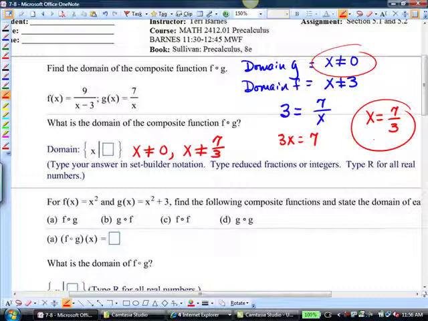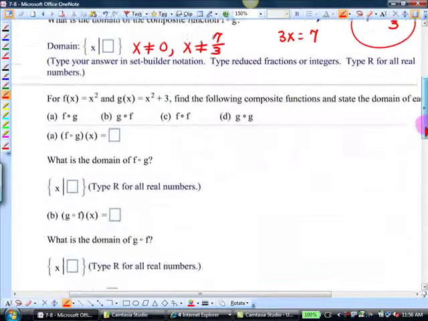If you did the composite function and you actually put g into f and you came up with an equation, you put it in your calculator, you'd see that there were issues at 7/3 and at 0. We're not going to do that right this minute, but you would see that. Okay? All right.